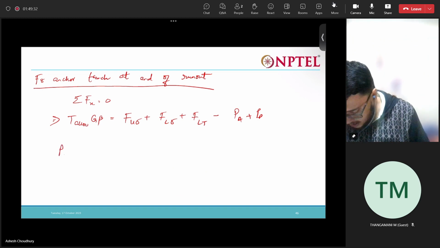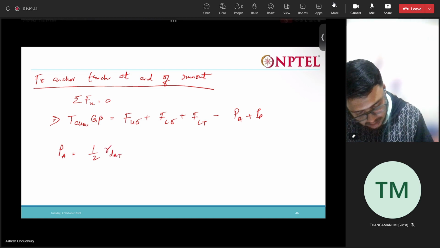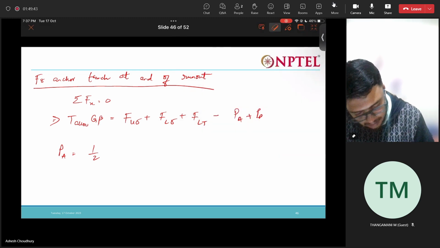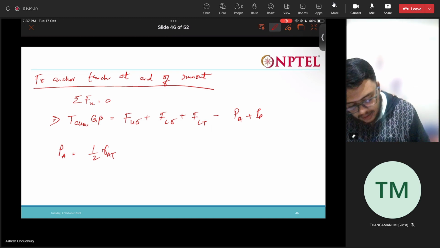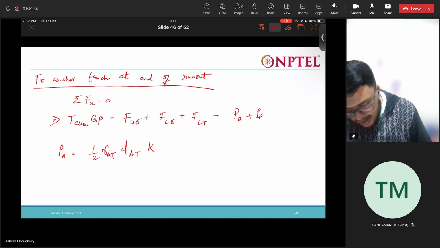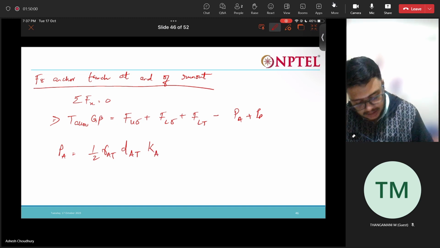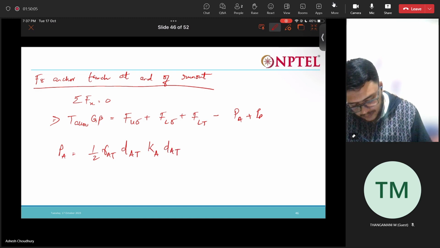So what is Pa? Half gamma a d_at. Gamma a means the unit weight of the soil inside the anchor trench, times the depth of the anchor trench, times Ka, that is the coefficient of active earth pressure of the soil in the anchor trench, where d_at is the depth of anchor plus sigma_n Ka T.